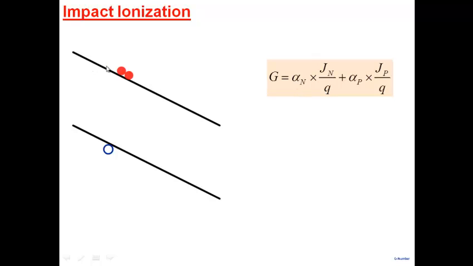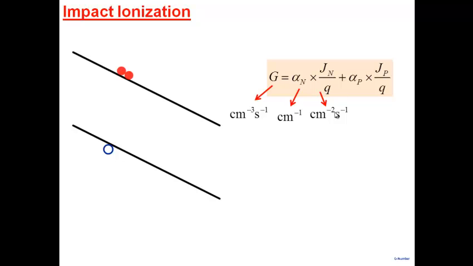Now it's not just electrons which will cause impact ionization, holes can also cause impact ionization. So imagine a hole here, a hole was moving up, right? The hole can then cause an impact ionization also. So the net generation rate due to impact ionization is alpha n Jn by q plus alpha p Jp by q. So it depends on how much current is flowing. The larger the current here, and the larger the impact ionization coefficient, the more the generation rate. So this is the simple model that one uses for understanding generation due to impact ionization here.